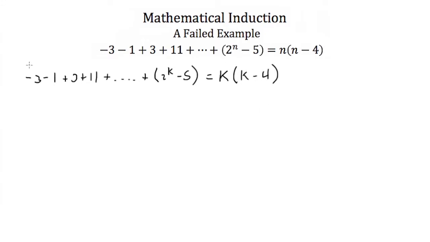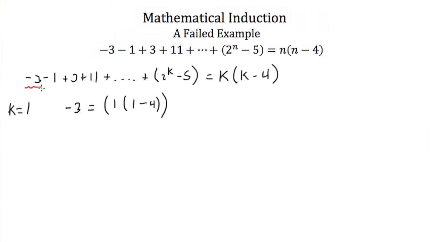So the first thing I do for condition 1 is check that this works for the value k is equal to 1. Well, if k is equal to 1, all we have is our first term. So we'll have negative 3 has to be equal to 1 times 1 minus 4.